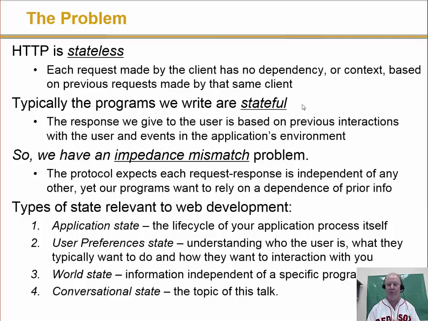There's user preferences state. User preferences state is understanding who the user is, what they typically want to do, and how they want to interact with you. The user preferences state is usually a profile, right? Something we know about the user once the user is identified to their application that indicates the kind of preferences, the kind of things that they like to do. Simple example is if you use something like Gmail, you may have picked out a theme, right? The dark theme, the white theme, and so forth. Those preferences are remembered in some way so that the site, when you come back to it, remembers those preferences and displays things the way you want them displayed.